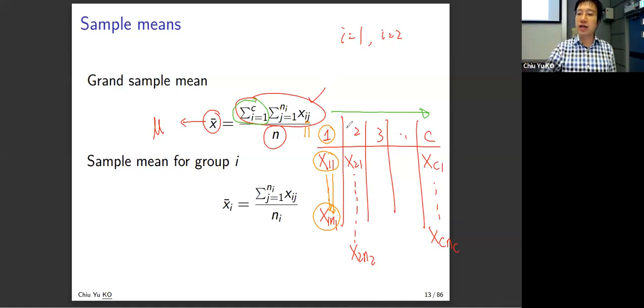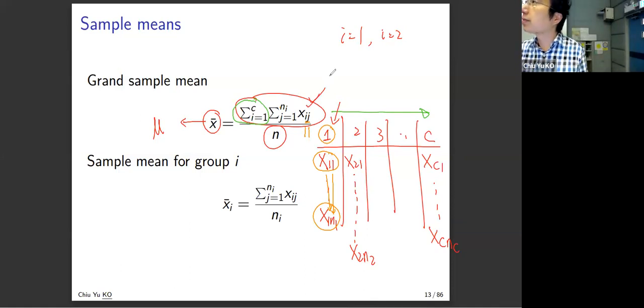But that notation is like, I look at column 1, add everything there. Go to column 2, everything there. Up to column C, everything there. That's what it said here. But no different from adding all up, right? The next one is even more simple.